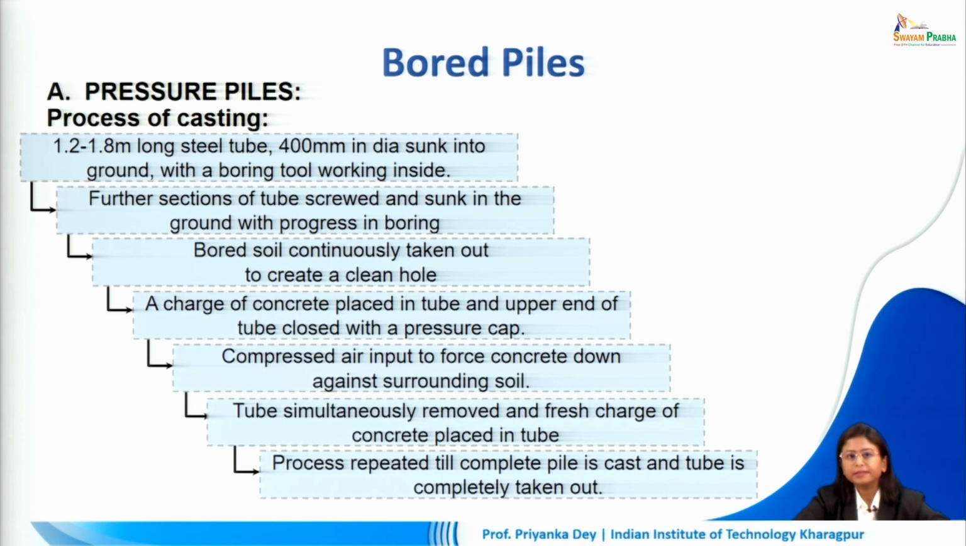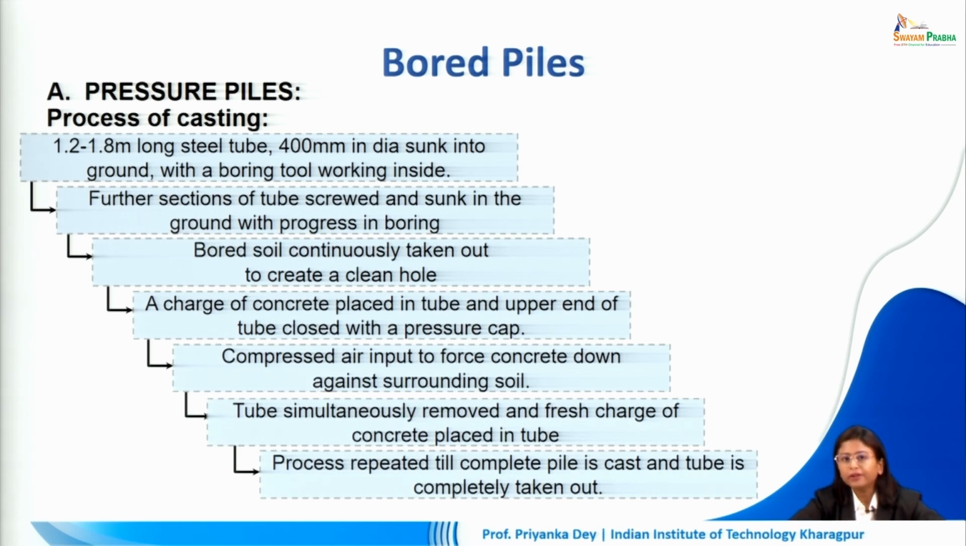So the pressure piles, how are they created? A 1.2 to 1.8 meter long steel tube is sunk into the ground with the help of a boring tool which is working inside. It is gradually boring its way into the ground. Then further sections of the tube are screwed on and sunk into the ground. Bored soil is continuously taken out. We clean up the tube. Then a charge of concrete is placed inside the tube and the upper end of the tube is closed. So we are going to use an airtight pressure cap on the top of this already cleaned up tube.